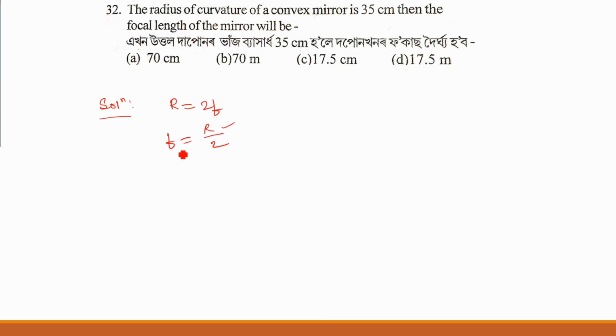So here R has been given as 35 centimeter. The radius of curvature has been given 35 centimeter. So if we put 35 divided by 2, then we will get 17.5 centimeter. So our correct option will be 17.5 centimeter. This is the relation between the radius of curvature and focal length of the convex mirror. Okay, so our option will be 17.5 centimeter. Let us move to the next question.